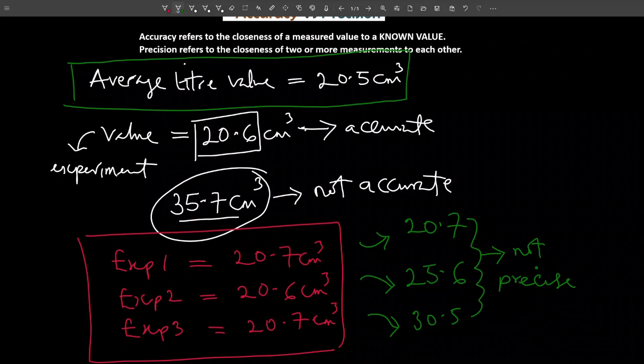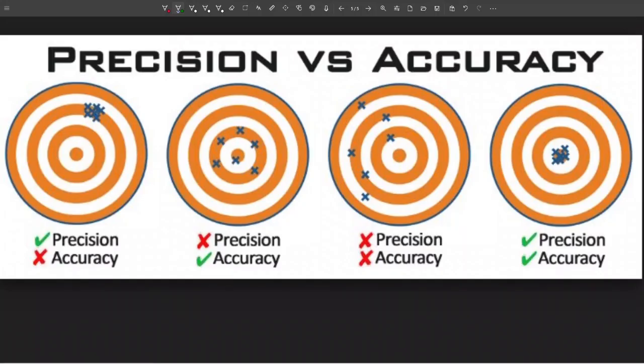But when I compare each value to a known value, we call that accuracy. When I compare each of my experiments or each of my numbers to one another, not just to a particular known value, we call that precision.